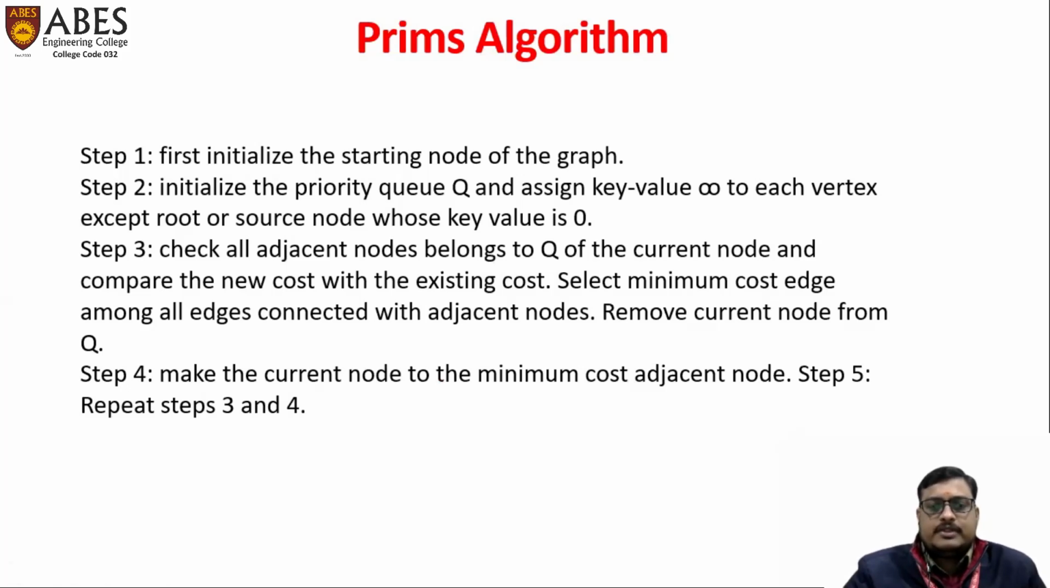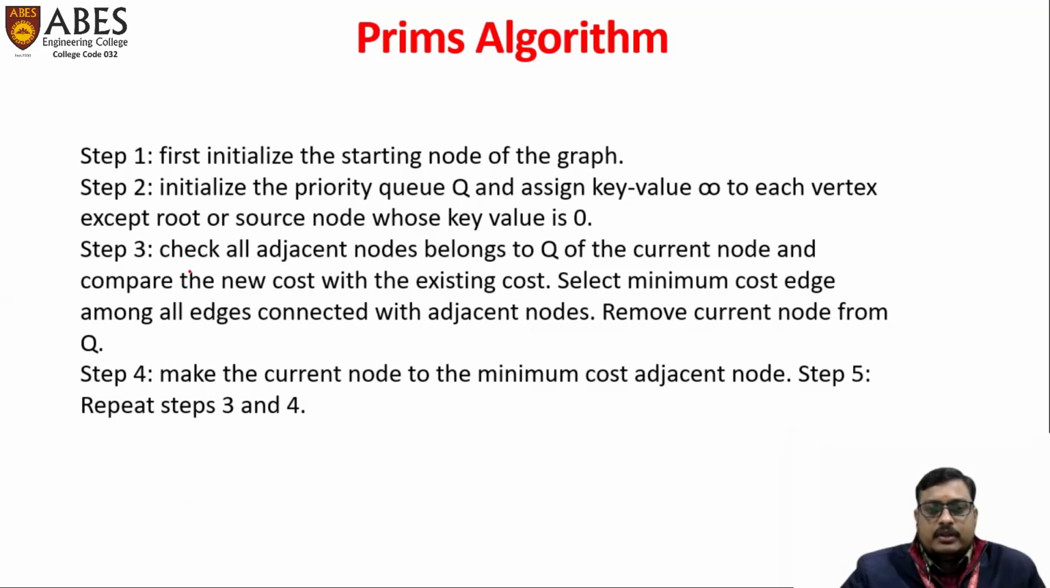So what are the steps? We'll see here the procedure to find out the minimum spanning tree using Prim's algorithm. First, we initialize the starting node of the graph from where we are going to start finding minimum spanning tree. We can take any node for the starting node, or we can say the source node. Initialize priority queue and assign key value infinity to each vertex except root, or we can say source node from where we are going to start.